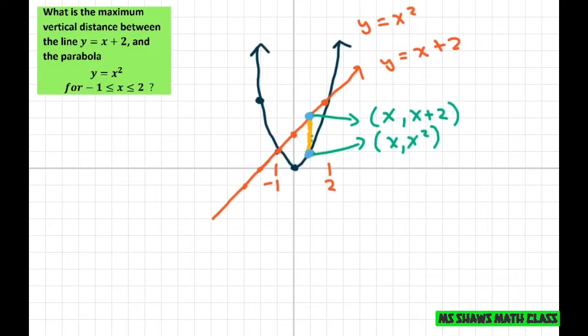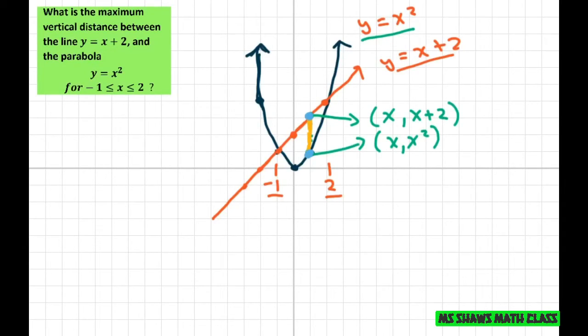I went ahead and drew a little sketch here of y equals x squared. That's this black one here. So that's y equals x squared. And then I also drew the line y equals x plus 2, with the y-intercept and the slope. And we need to find the distance between these two, the maximum between -1 and 2.